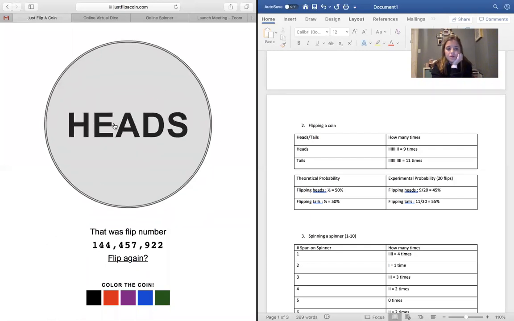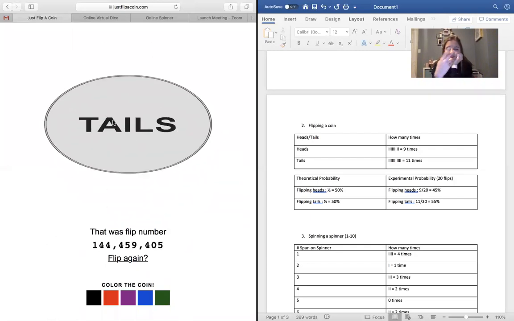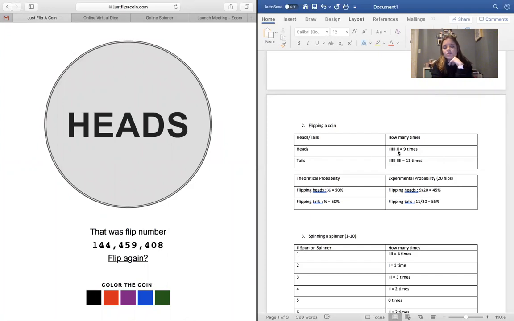You just flip and keep writing it down. As you can see, I flipped heads 9 times and I flipped tails 11 times. The theoretical probability of getting a heads, well, it's either heads or tails, so that's out of 2. Getting a heads is 1 out of 2, that's 50%. Same with tails. My experimental probability of getting a heads, I flipped it 9 times out of 20, so 9 out of 20, that was 45%. Flipping a tails was 11 out of 20, that's 55%.